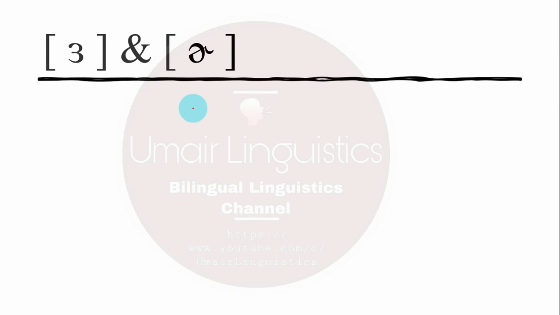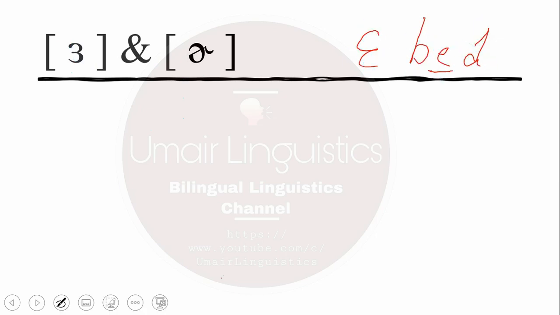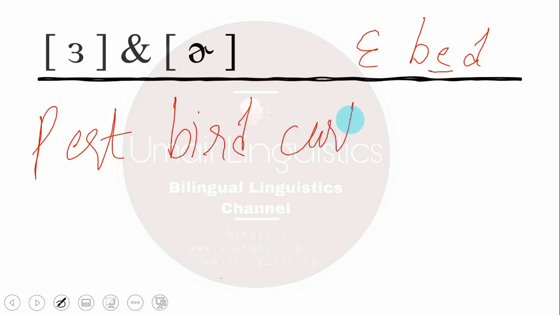Now we have another two symbols. So first we shall discuss this one, and then we shall discuss this one. So this is the symbol. You can notice that it is actually the reverse form of the Greek letter epsilon, which was this, which usually appears in words like bed, said, wed. So it is the reverse version of this epsilon sound, and it usually appears in words like hurt, bird, curt, etc.